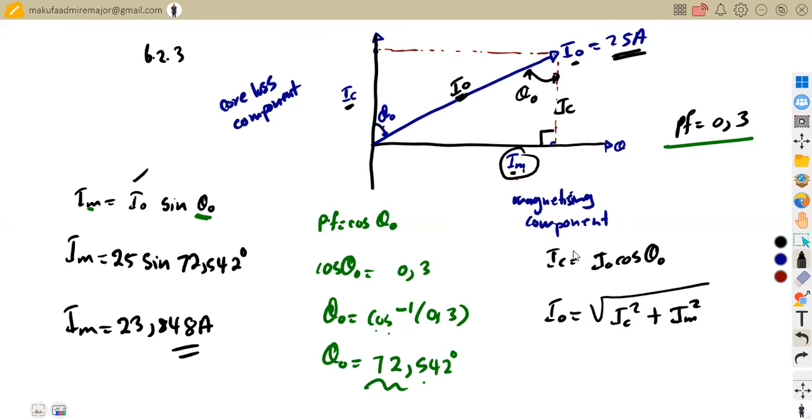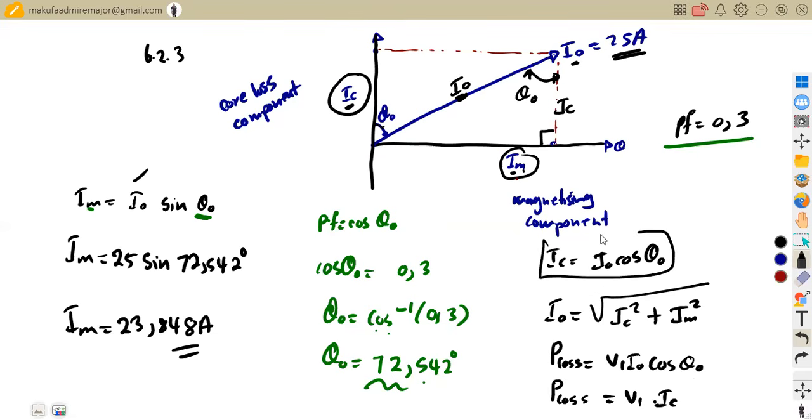And also from the power, which is the loss, we can talk of the loss in this case, whereby P loss is equal to, remember we said VI times cos of theta, which represents the iron loss. The same loss can be taken from V times IC, this IC from our component, whereby IC is equal to I naught cos of theta. So as you can see, it's just playing around with formulas here.